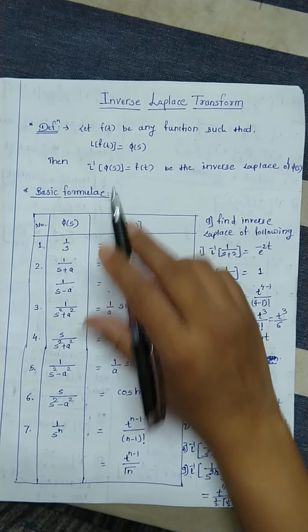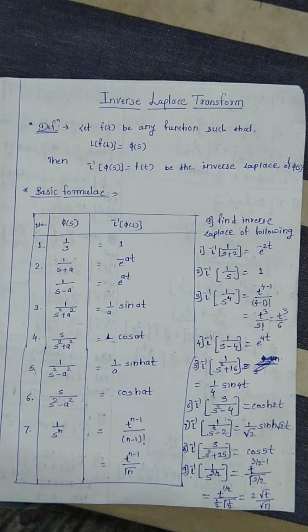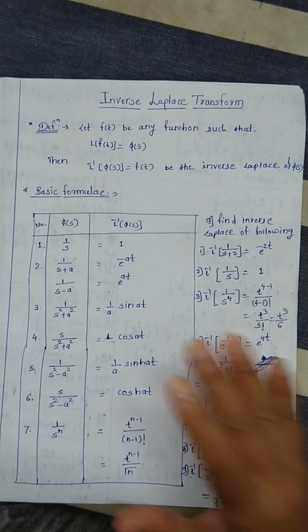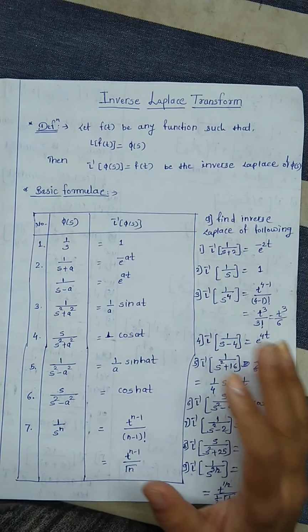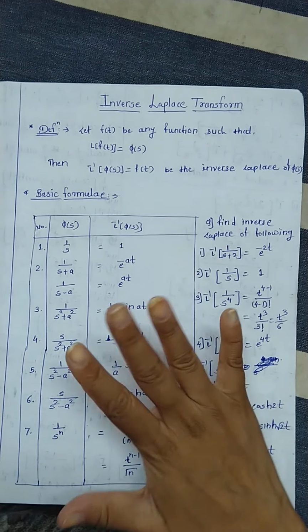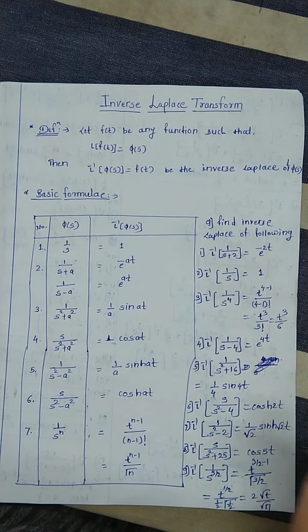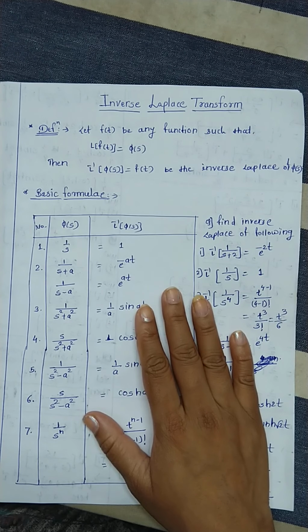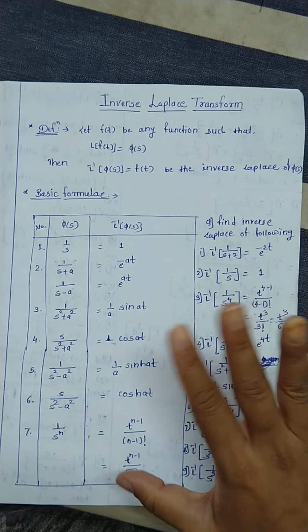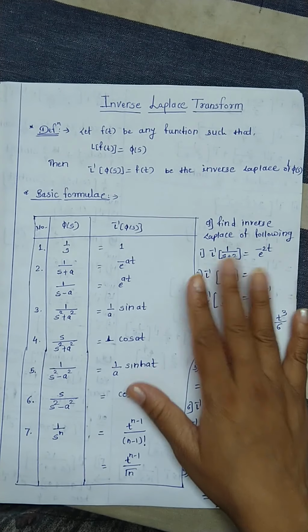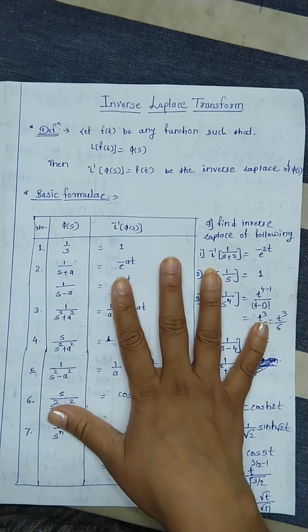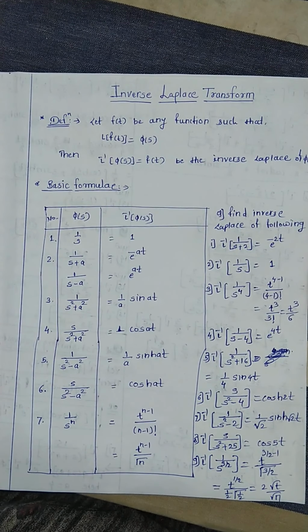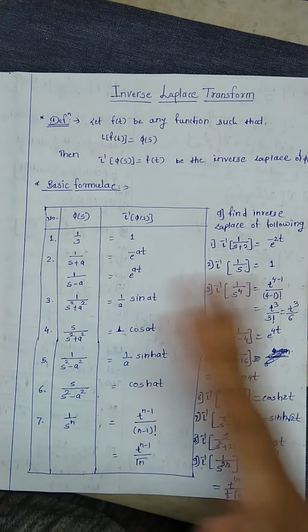This is the inverse Laplace transform of phi of s. Now in the Laplace transform chapter, the function is in terms of t, and the answer for every question is in terms of s. Here in inverse Laplace transform, the question itself consists of s only. Question is in terms of s and the answer should be in terms of t. Everything gets reversed, even properties and formulas also.